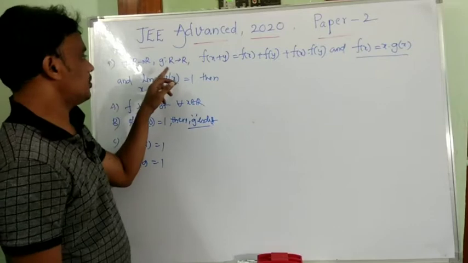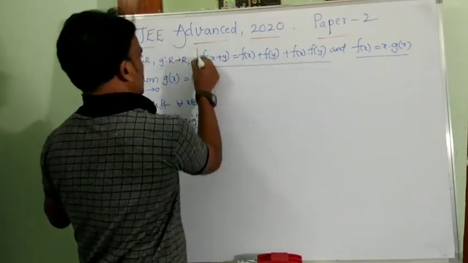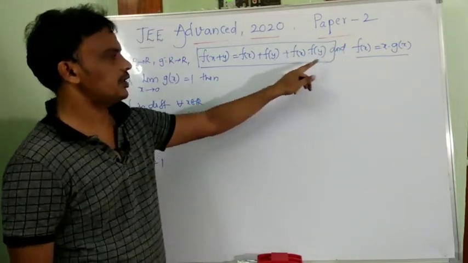Next question. f from R to R, g from R to R. They have given one equation, which is a functional equation: f of x plus y equals f of x plus f of y plus f of x into f of y.